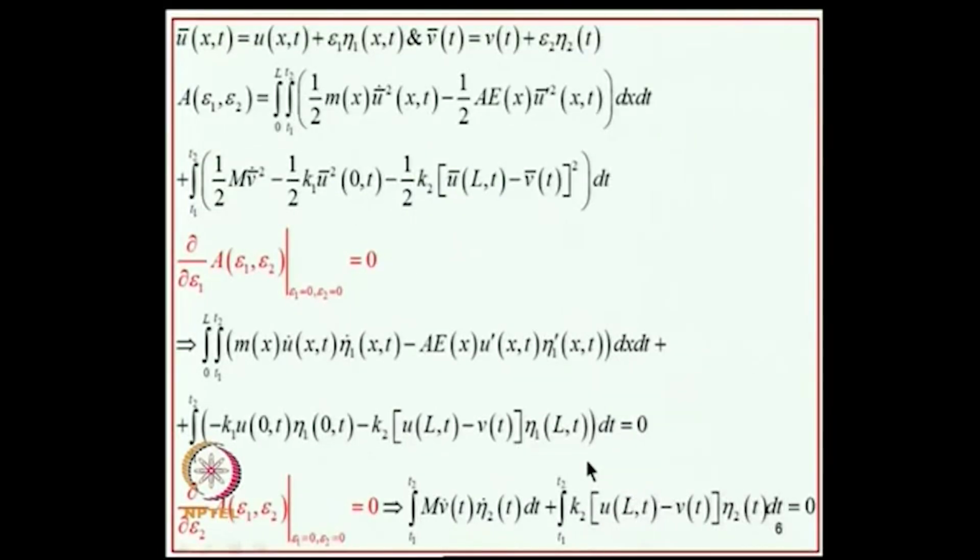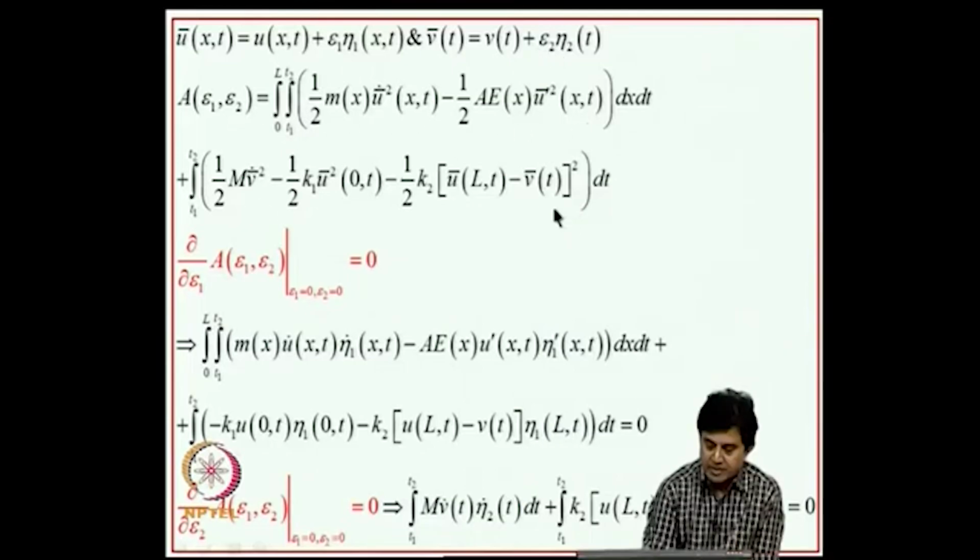Now, in this example I will run through the various steps again. So, we will assume that u of x comma t and v of t are the unknown optimal solutions, and u bar of x comma t and v bar of t are the class of admissible solutions which are obtained by adding the variations, eta 1 of x comma t and eta 2 of t, to u and v respectively. So, now the action integral is parameterized in terms of the 2 parameters epsilon 1 and epsilon 2, and we get this equation.